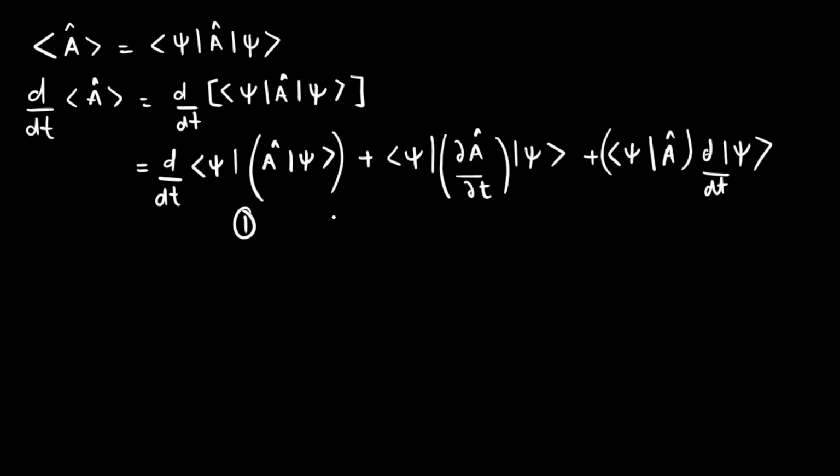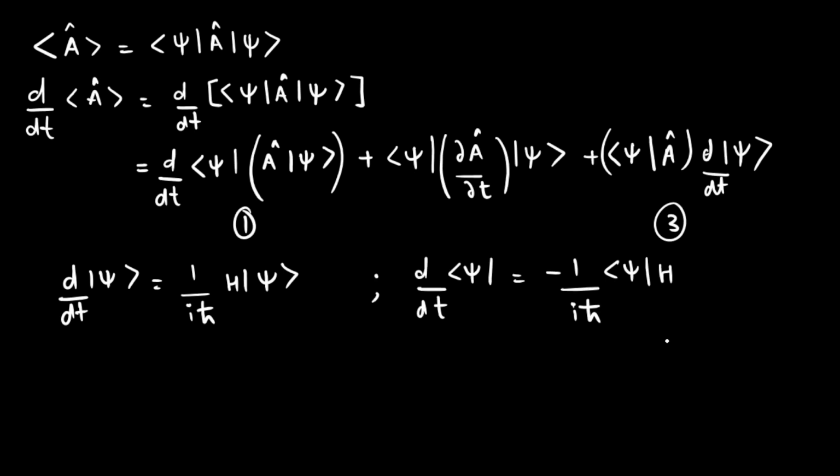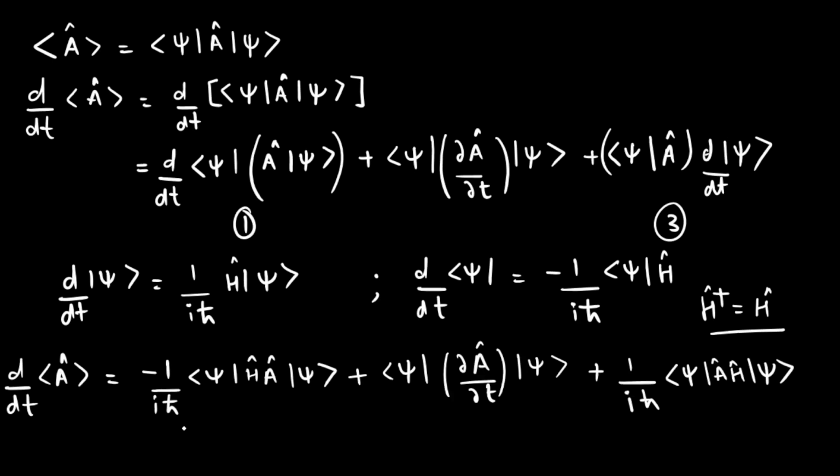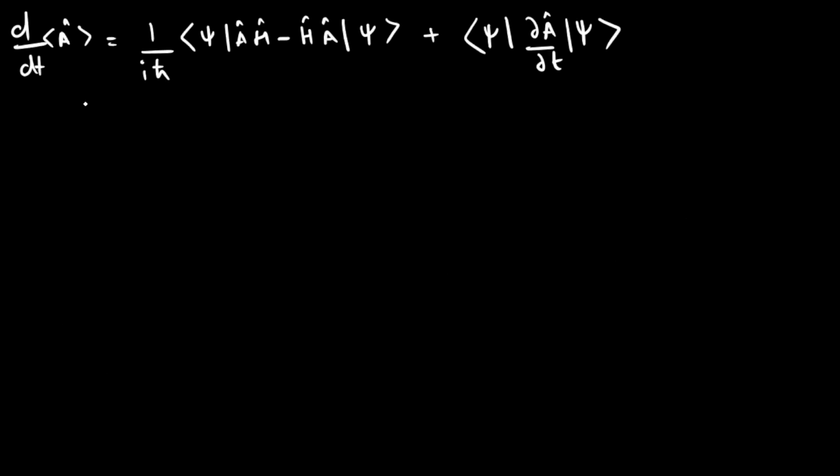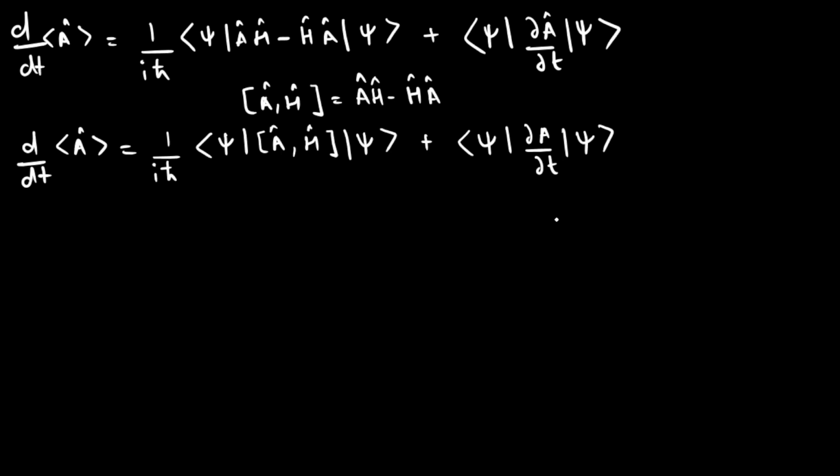We can substitute the first and the third expression using the time dependent Schrodinger equation given as, and by taking its Hermitian conjugate we get this expression. Since our Hamiltonian is Hermitian, which implies H dagger will be equal to H in this expression. Now by substituting these values for the first and the third term, and taking 1 by i h cut common, we get this expression. For the first term, we have the commutation relation of A and H. Therefore, our expression will become this in the final state.